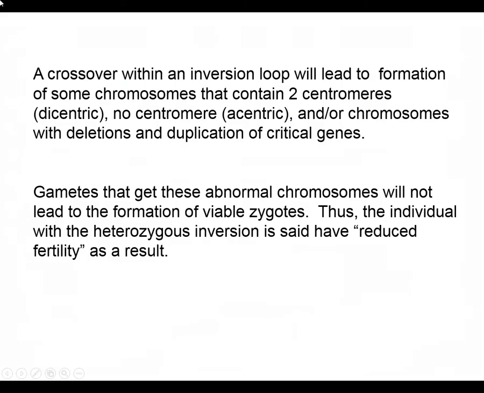So it says a crossover within an inversion loop leads to the formation of chromosomes that either contain two centromeres, we call those dicentric, or no centromeres, we call them acentric. And don't confuse acentric with acrocentric. Those are two different words. Acentric means no centromere. And you will get chromosomes with duplications and deletions, so all kinds of problems. So gametes that get these kinds of chromosomes segregated to them will not be able to form zygotes. So an individual with a heterozygous inversion may not have a visible problem other than having low fertility, reduced fertility because of the meiosis problem.